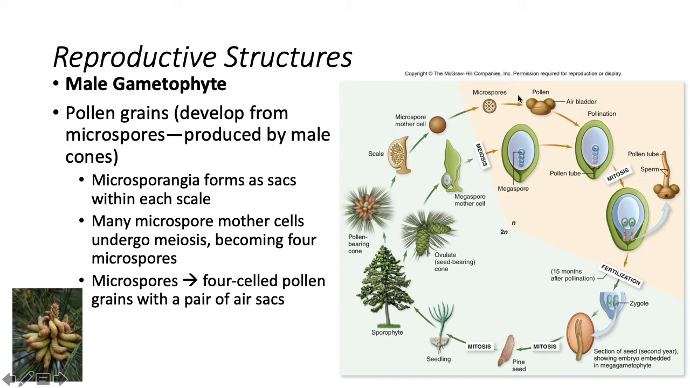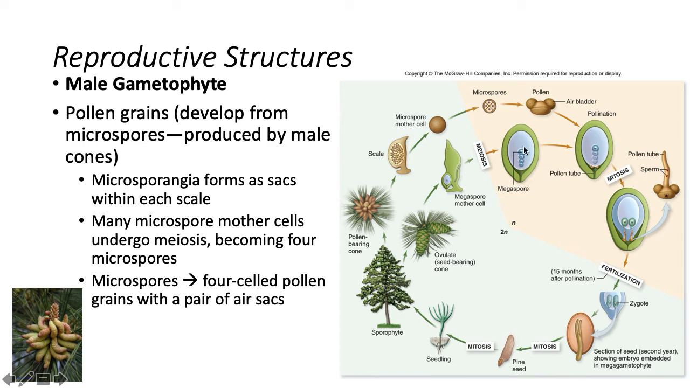And these microspores will turn into a four-celled pollen, 1, 2, 3, 4, kind of looks like a Mickey Mouse hat. And the two ears at the top, those are the air bladder. Makes them more buoyant, be lifted, carried by wind. We'll talk about the female side on the next slide, but you can see that it's from the hardened scales.